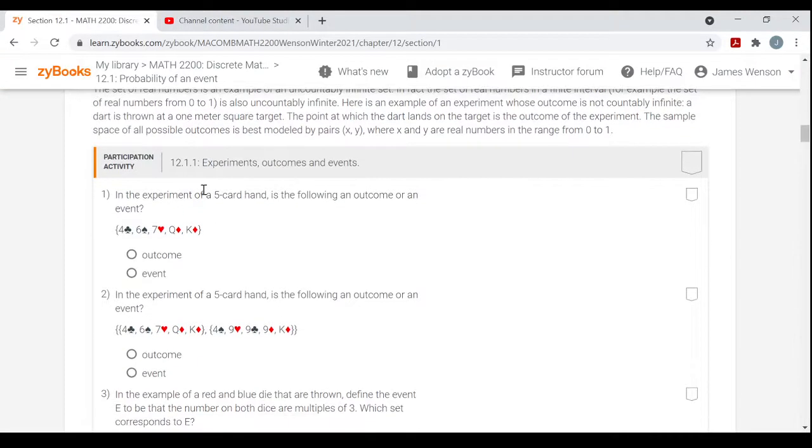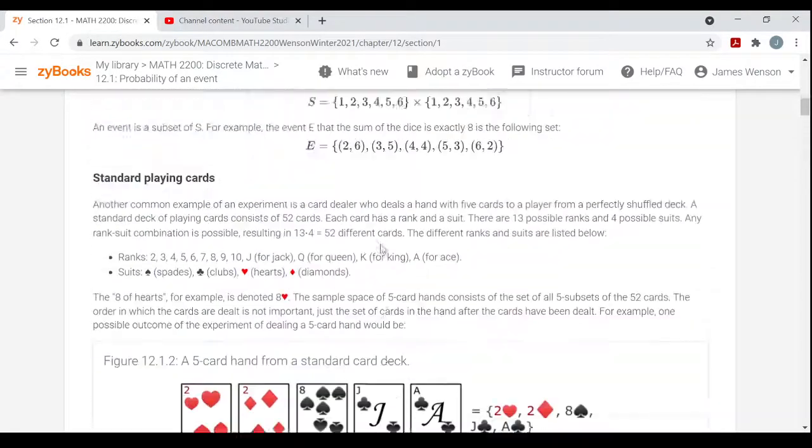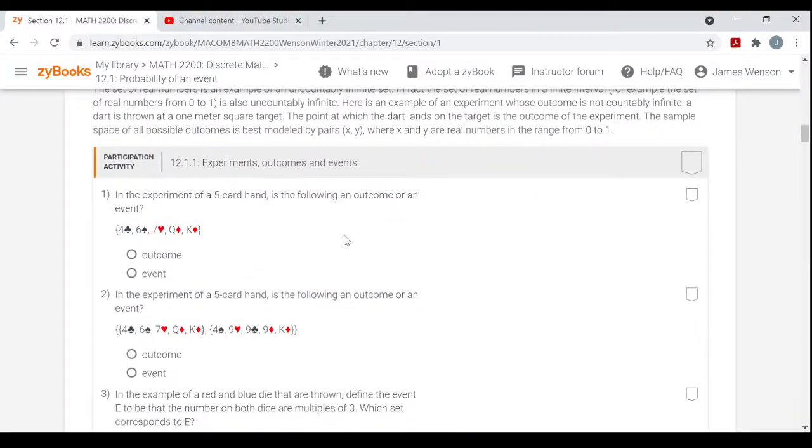All right. So in activity related to some of these words up here, right? So in the experiment of dealing a 5-card hand from a 52-card deck, is the following an outcome or an event? This is an outcome. This is just one possible 5-card hand that you could get. So this is an outcome.